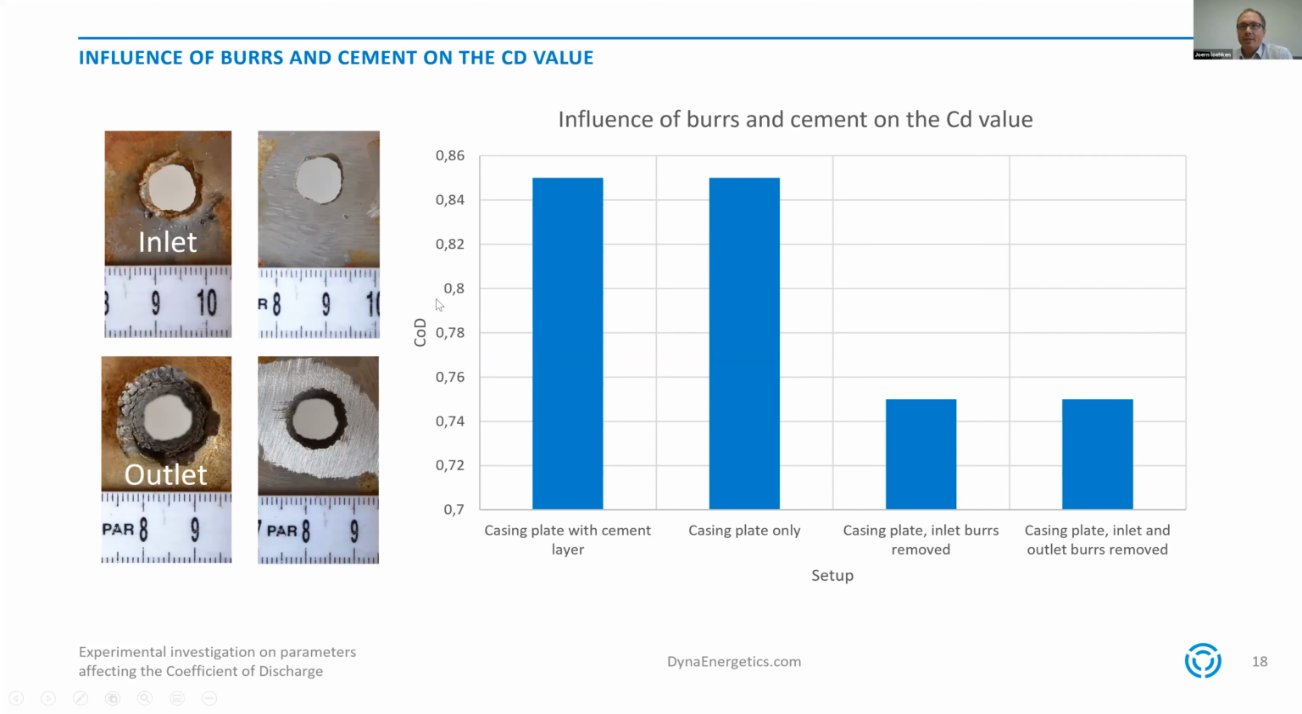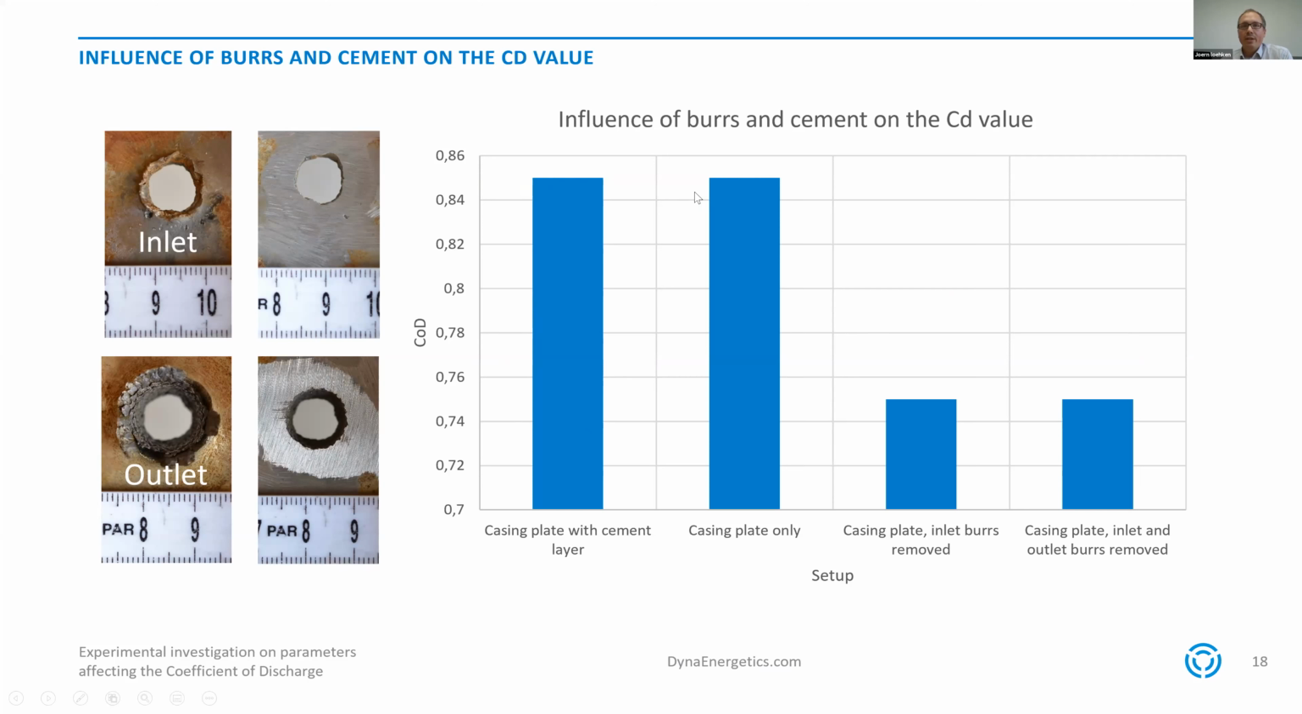The results of that are shown on this slide. So first of all, we have the casing plate with a cement layer behind it. And for the flow experiment, we got a value of 0.85. We afterwards removed the cement and repeated the test, but we haven't seen actually a difference in flow, and therefore also the coefficient of discharge is the very same.